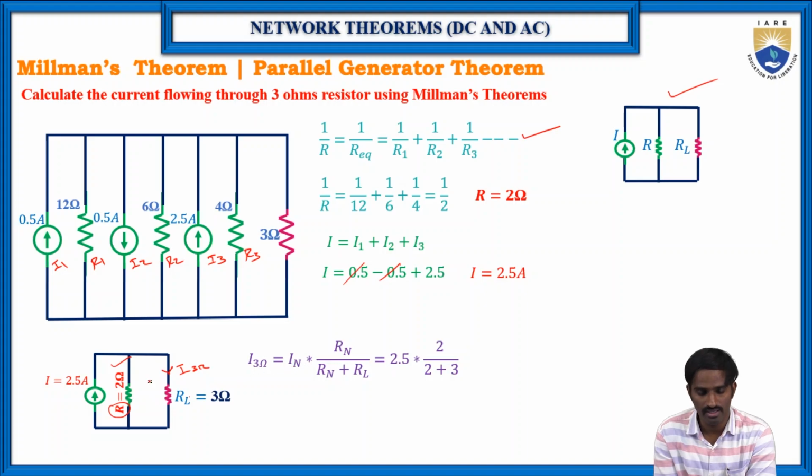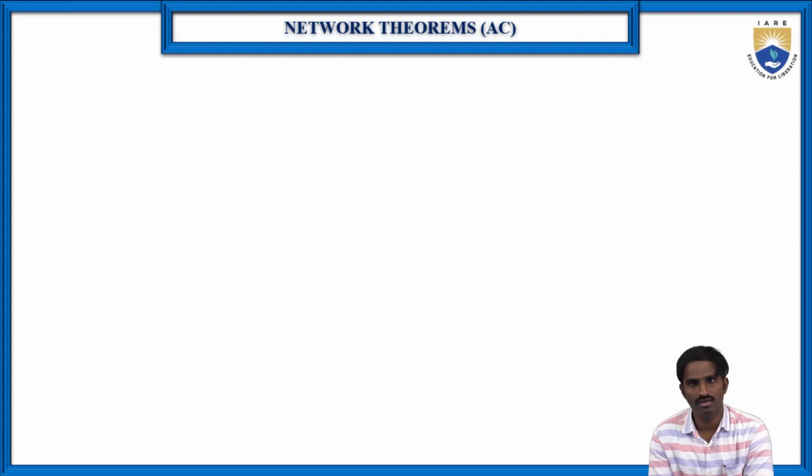Here IN is equal to 2.5 and Rn is equal to 2 ohms, divided by Rn, 2, plus 3 ohms. If you simplify this, you will get I3 ohms is equal to 1 ampere. So this is the way to calculate the current flowing through the load resistance by using Millman's theorem, right?